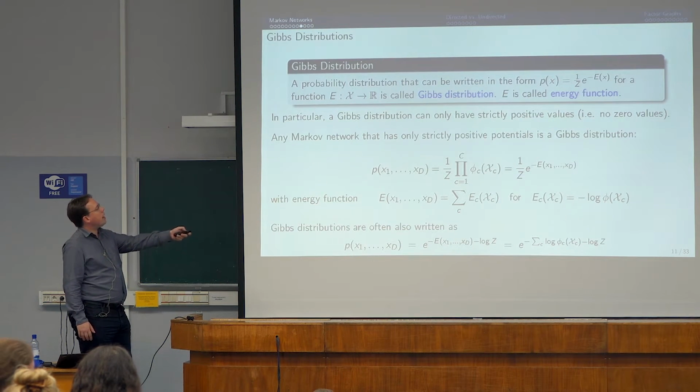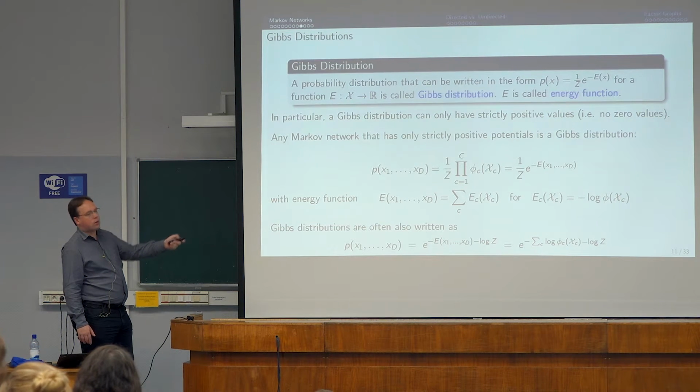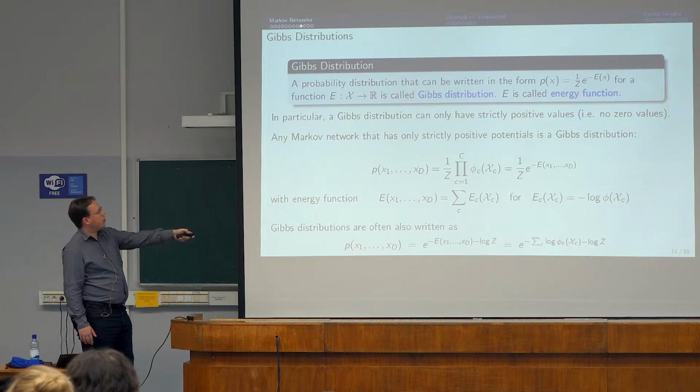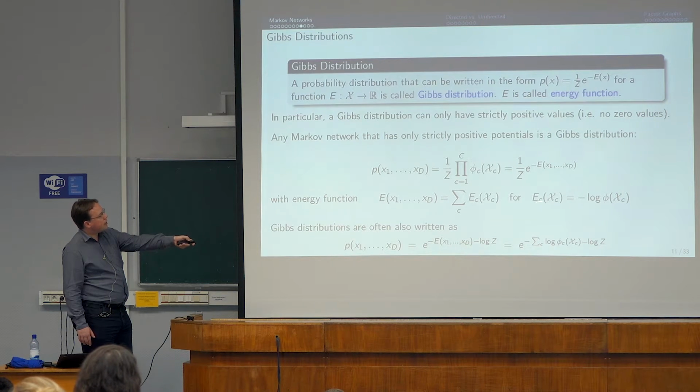And then you can write it in the following form. We know that the probability is a product of these terms, which are defined over cliques of the graph, with some normalizing constant in front. So you can also write this as exponential of minus the energy, with a normalizing constant, by just defining the energy as the sum of little energies, one energy per clique. And the energy per clique is defined as minus the logarithm of the corresponding term that you multiplied here.